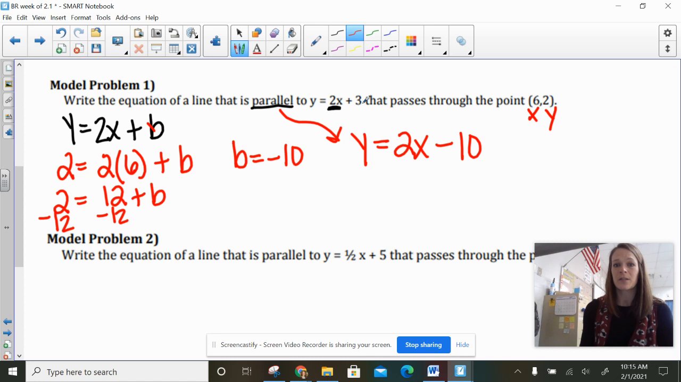The original one was 2x plus 3. This one is 2x minus 10. They have the same slope, but this one also goes through the point (6, 2).